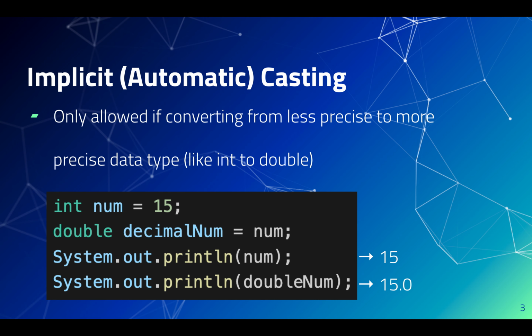So as you can see here in the output, when both the integer and double are printed, they will give a slightly different value, 15 and 15.0. This is because the decimal num can only hold doubles, so the integer value that is being stored in it gets changed to a double, and this happens all automatically. And know that this only works when going from a less precise data type to a more precise data type. So you couldn't store 15.4 in an integer without losing accuracy.